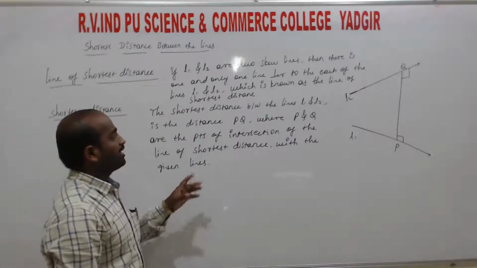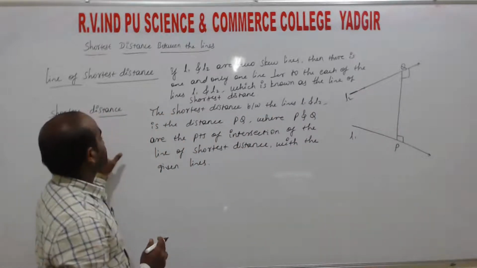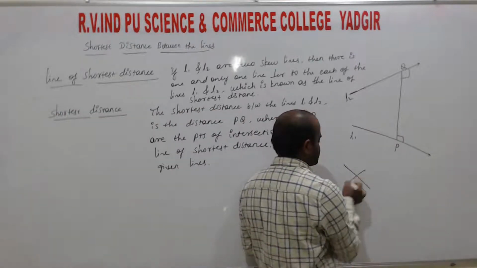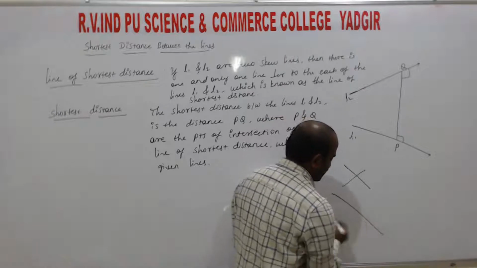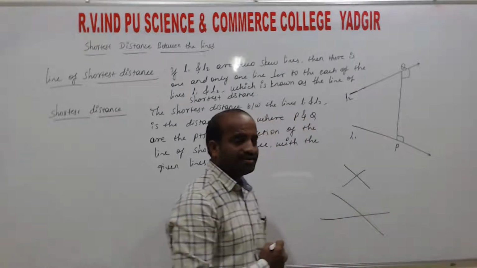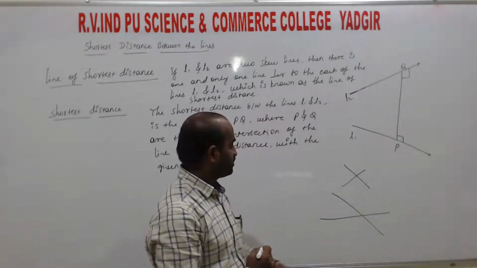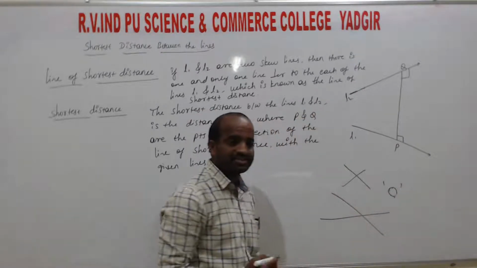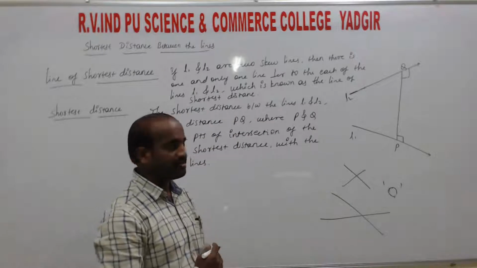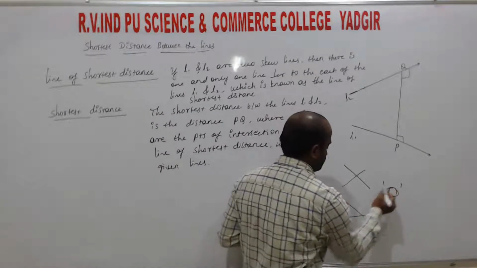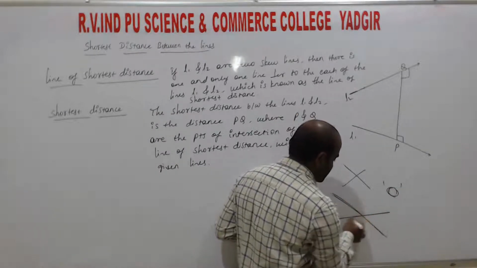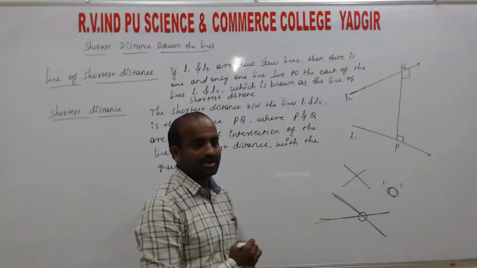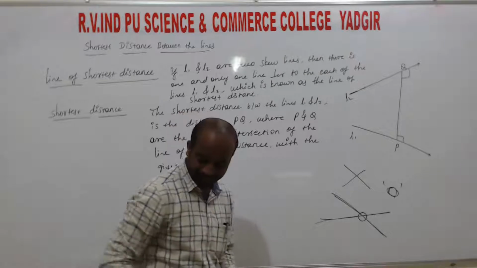Next, for the lines L1 and L2, if two lines intersect, then what is the shortest distance between them? It is 0.